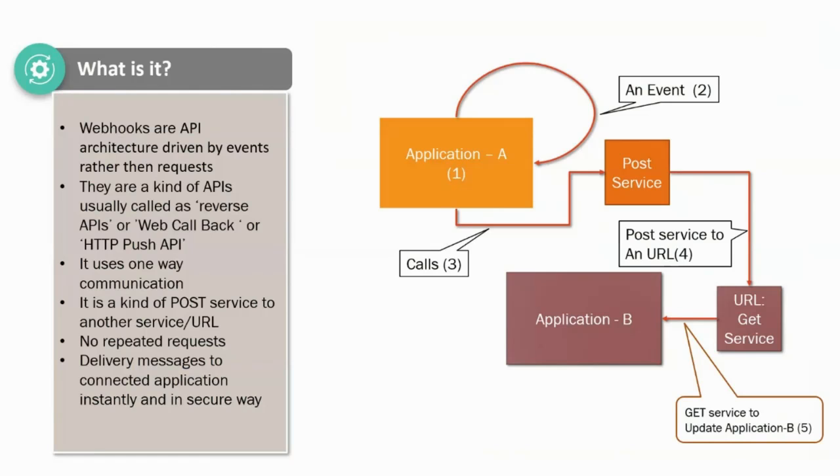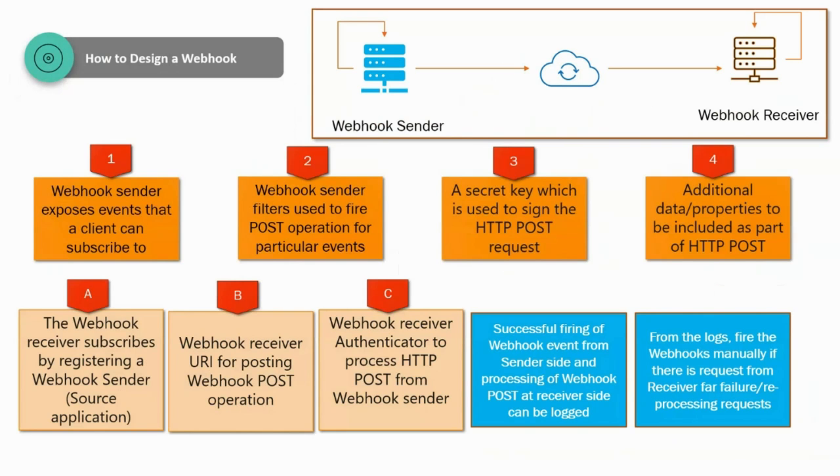Now, let's see how to design a webhook. There are two primary components in a webhook design: the webhook sender and the webhook receiver. The webhook sender is basically an application that has many events within its boundary of operation. For example, posting a customer record in a customer table performed by the application is an event.